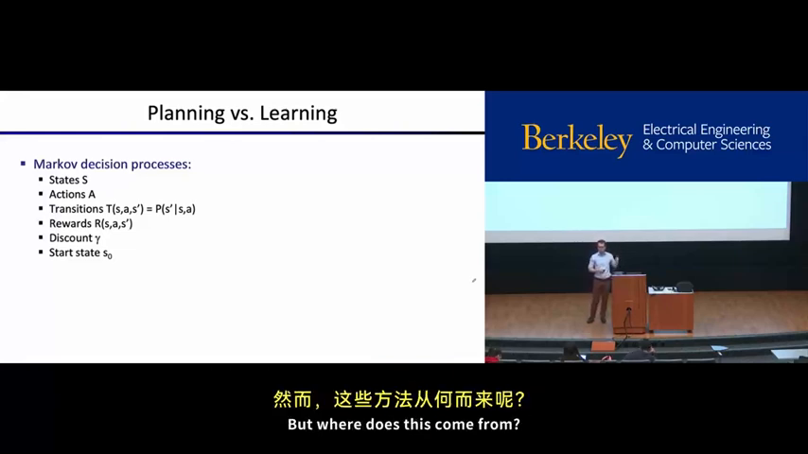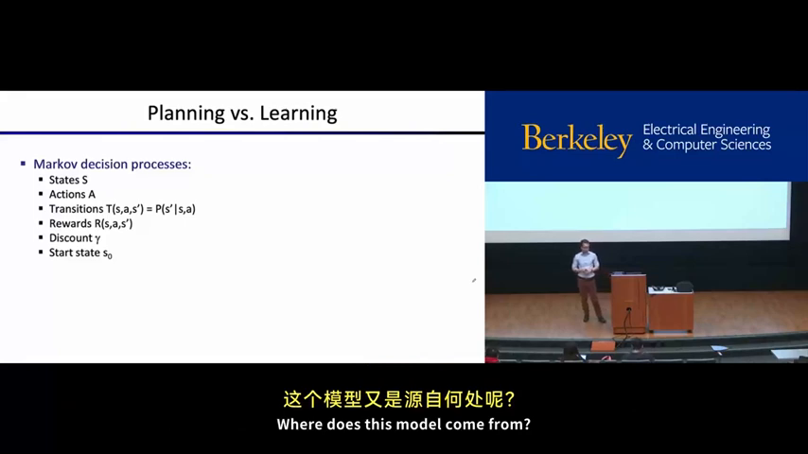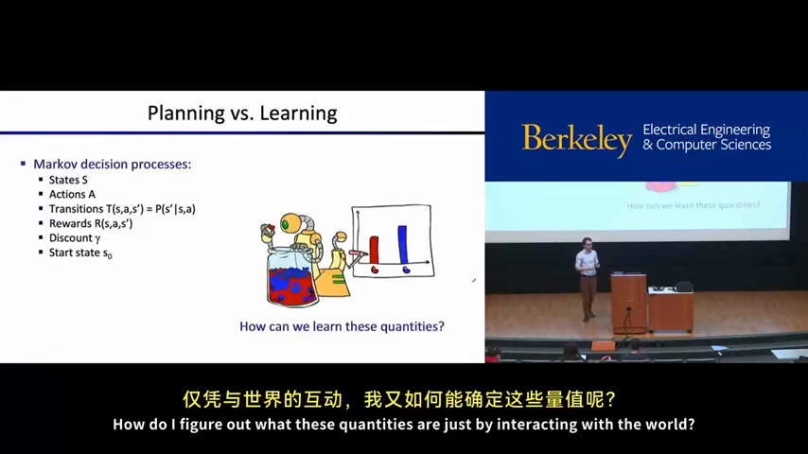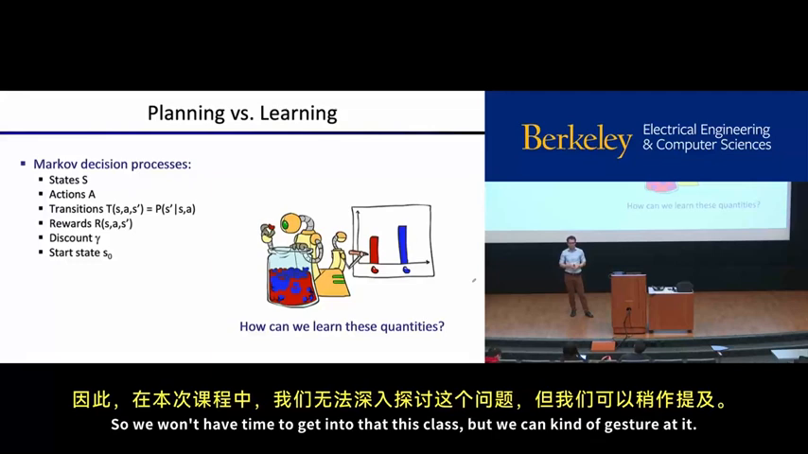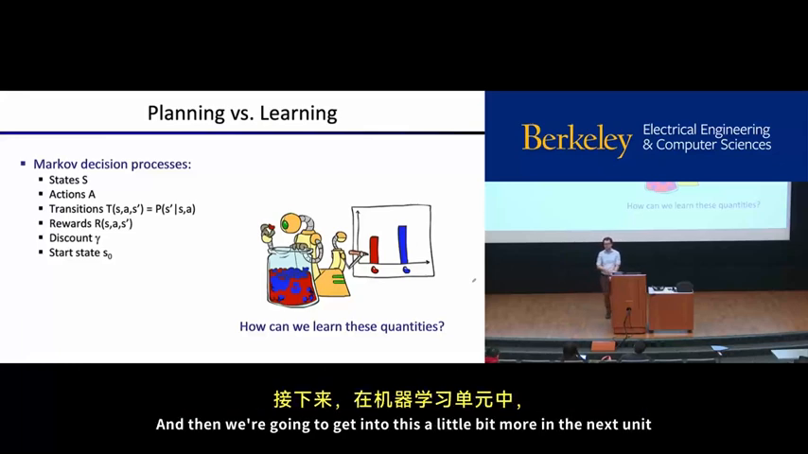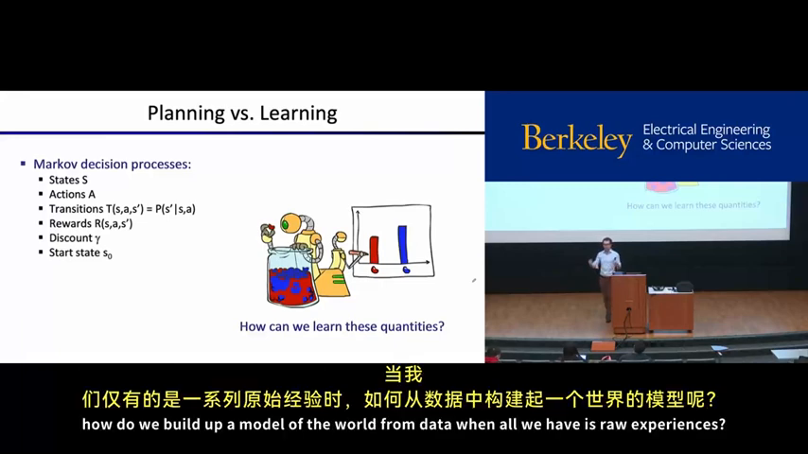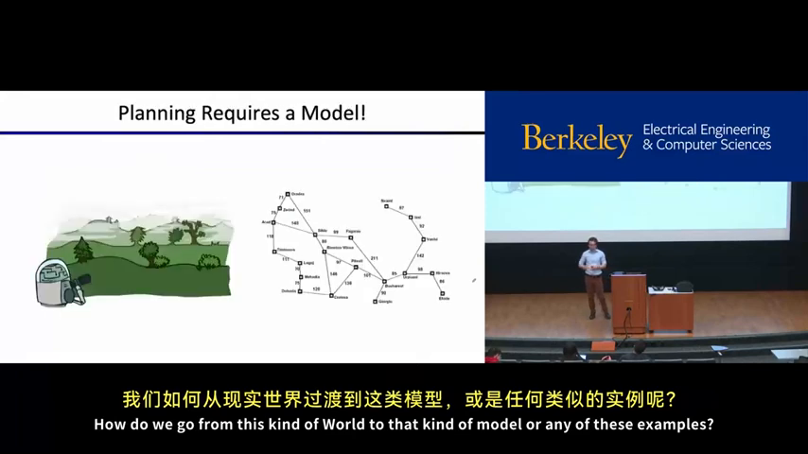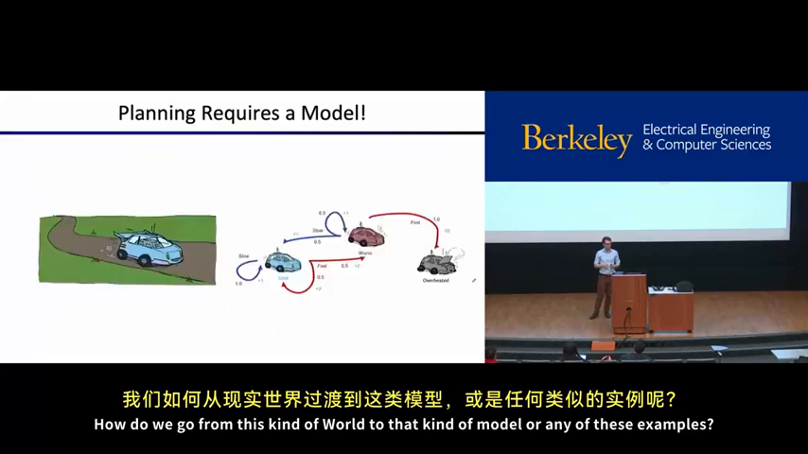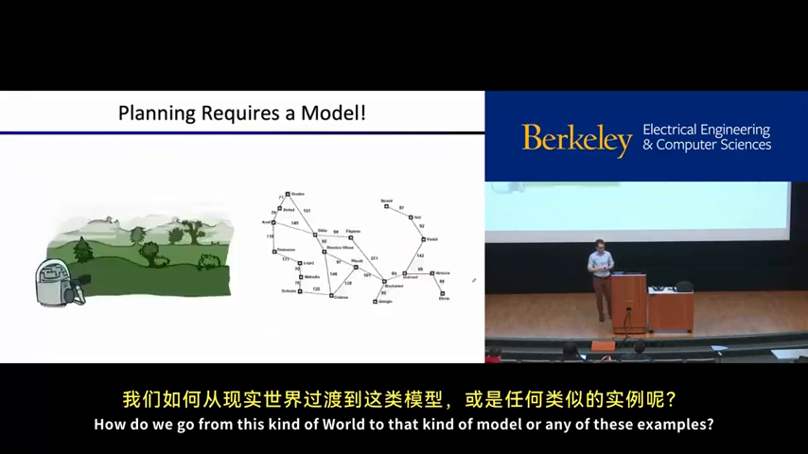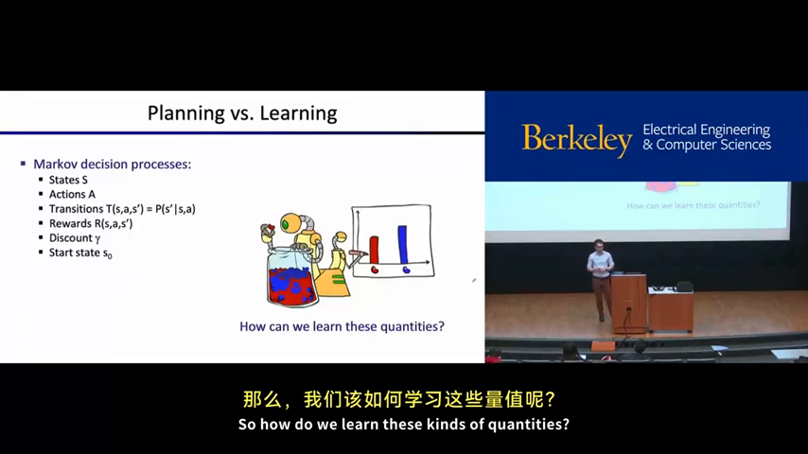But where does this come from? Like, where does this model come from? How do I figure out what these quantities are just by interacting with the world? So we won't have time to get into that this class, but we can kind of gesture at it, and then we're going to get into this a little bit more in the next unit with machine learning. So this is like, how do we build up a model of the world from data when all we have is raw experiences? How do we go from this kind of world to that kind of model, or any of these examples? Okay, so how do we learn these kinds of quantities?